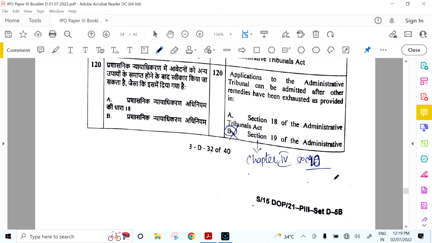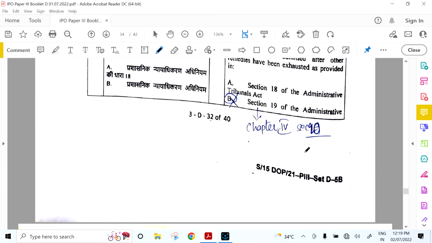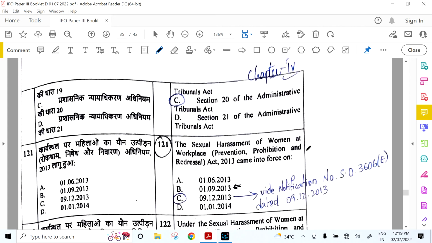Applications to the Administrative Tribunal can be admitted after other remedies have been exhausted, as provided in section 20 of the Administrative Tribunals Act under chapter 4.